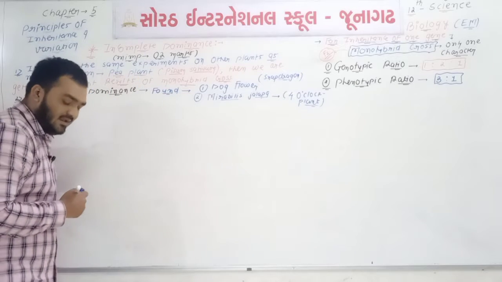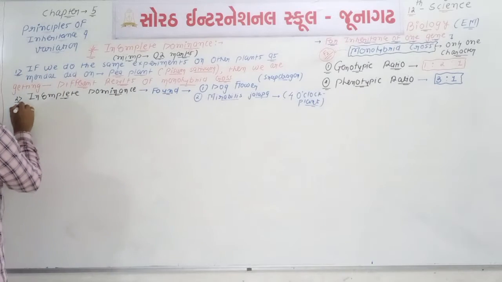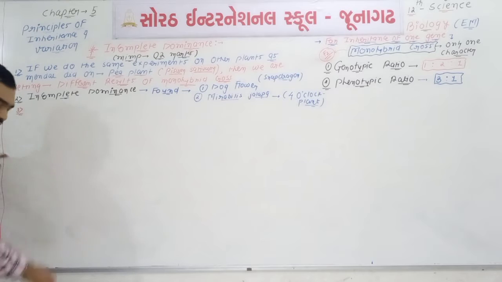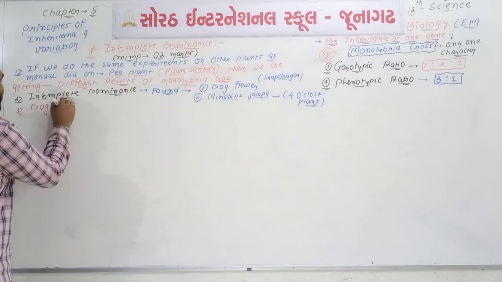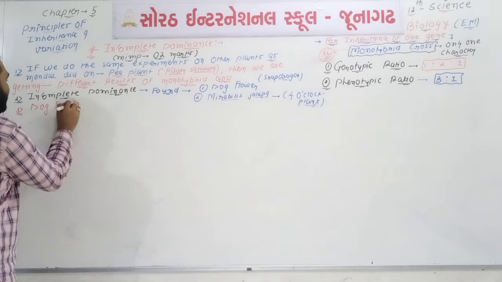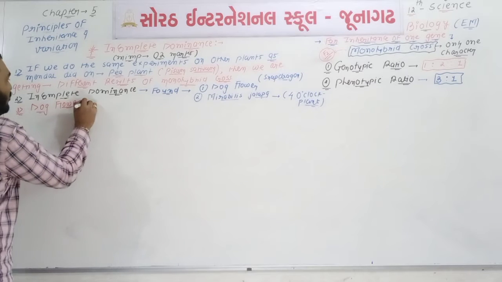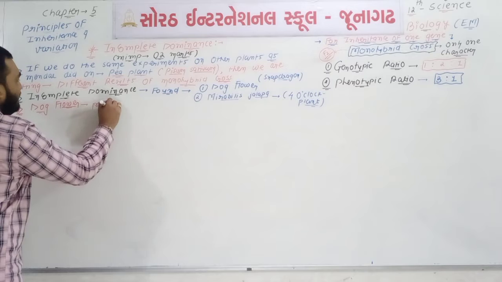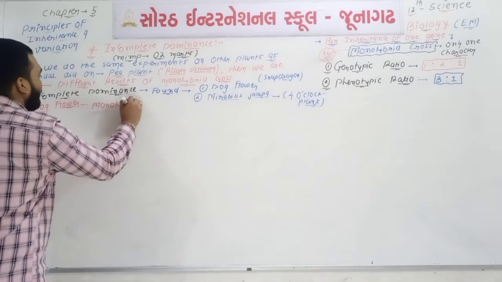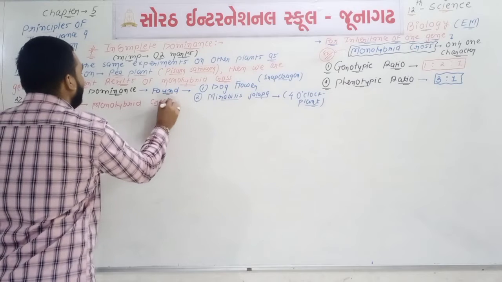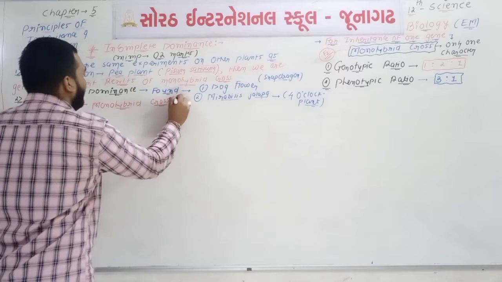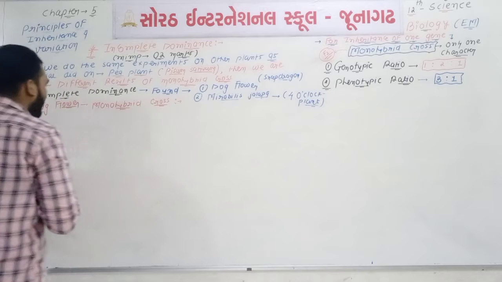So point number 3: if we take the dog flower, we are doing the monohybrid cross on the dog flower.